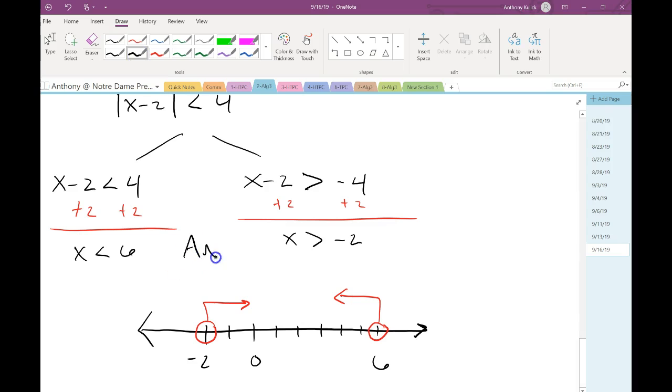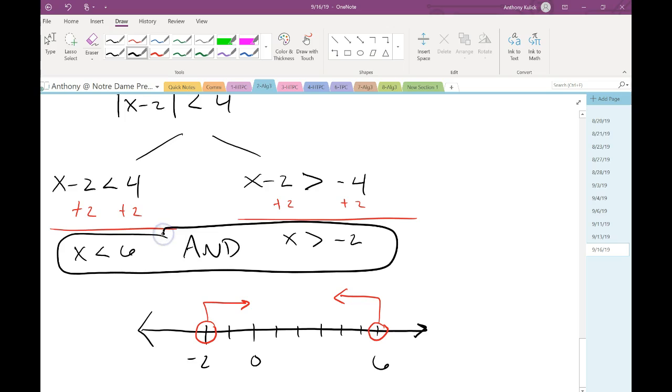Notice how these two arrows point at one another? That tells me this is an and inequality. So any answer I pick must be between negative 2 and positive 6. If I pick something outside of that range, it should not work.